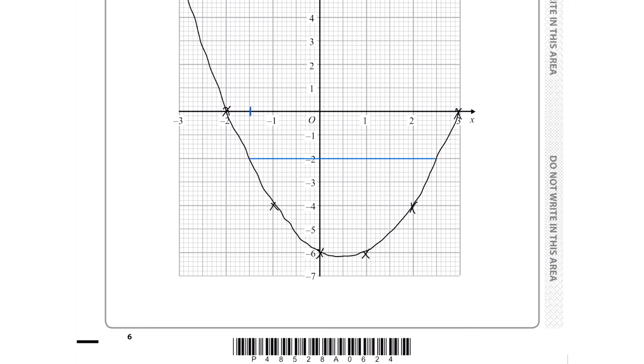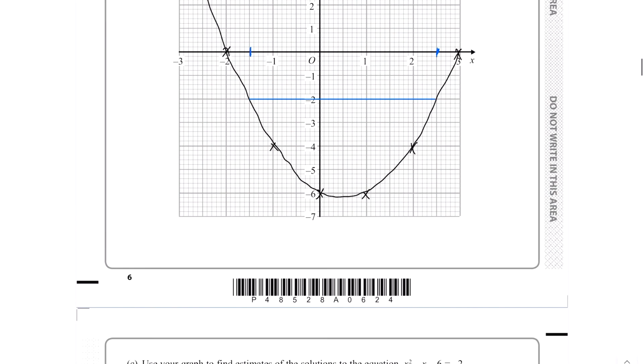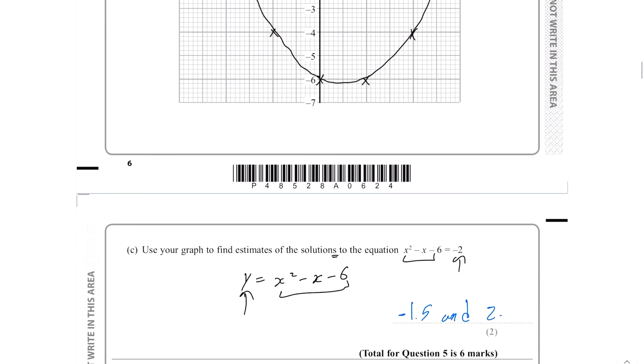So that's going to be that point there, which looks like -1.5, and that's going to be that point there, which looks like 2.5. So our answer is going to be -1.5, and carefully, it's not a coordinate. You're going to type the word "and", don't put a comma in between because it'll then look like a coordinate, and 2.5.